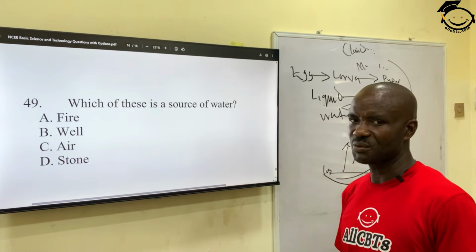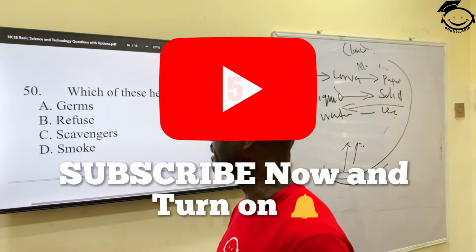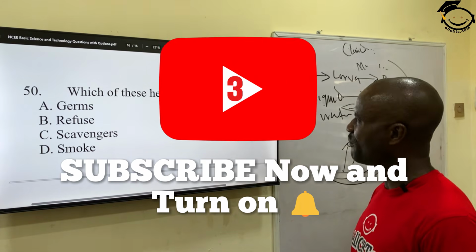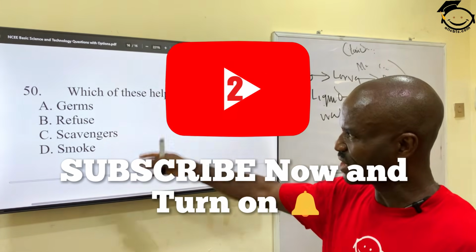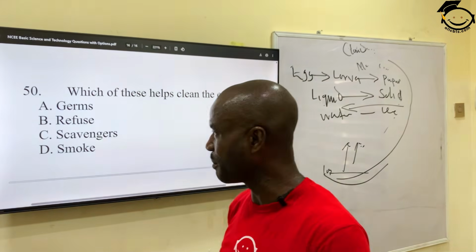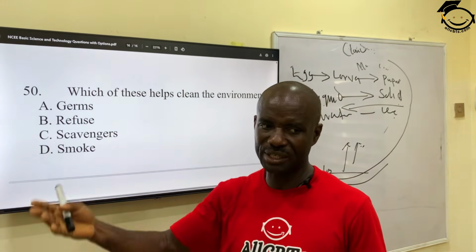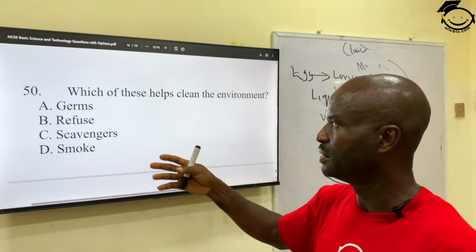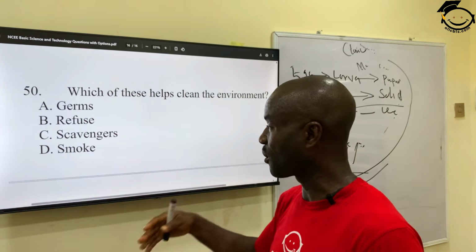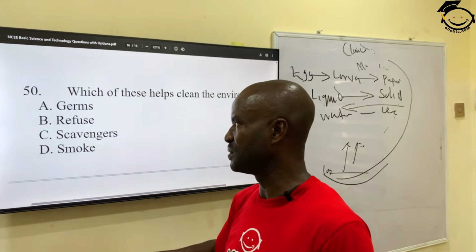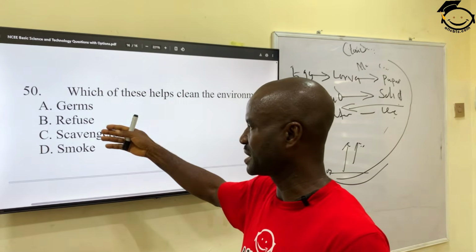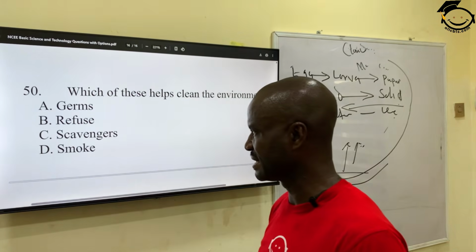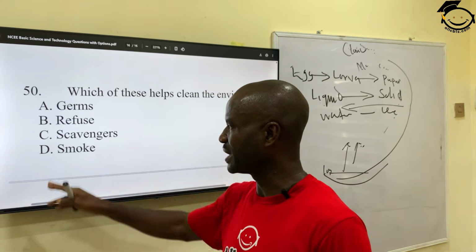Question 50, which is the last but not the least for today. It says, which of these helps clean the environment? Among all these options, which of them helps to clean up the environment? A, jams. Jams don't clean up the environment. They rather make it polluted. They bring in microorganisms that pollute the environment, that cause harm to the environment. B, refuse, the same thing, waste material are deposited here and there and they cause havoc. They don't clean the environment. Then we have C, scavengers. D, the smoke. Of course, the correct answer is C.